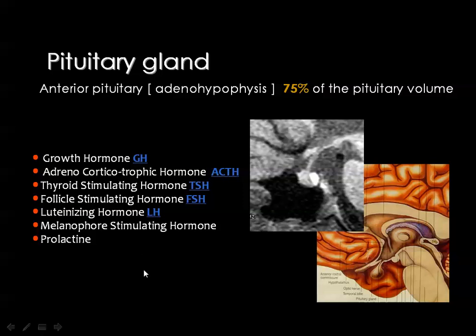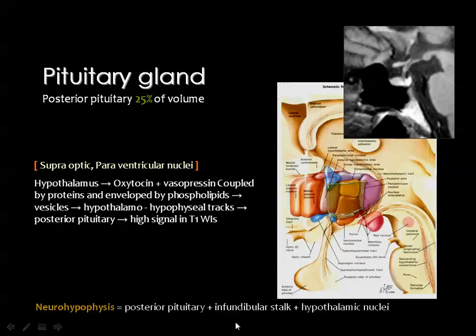Then these are the hormones that are produced by the anterior pituitary, which is known as the adenohypophysis, and which represents about 75% of the pituitary volume. The posterior pituitary, or the neurohypophysis, is about 25% of the pituitary volume. It can be easily discriminated in the sagittal images before contrast injection. The posterior pituitary, or the pituitary gland, is connected through the infundibular stalk to the region of the hypothalamus.